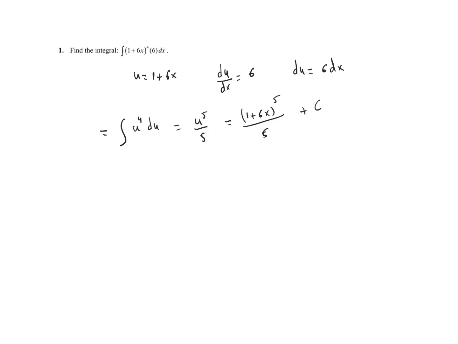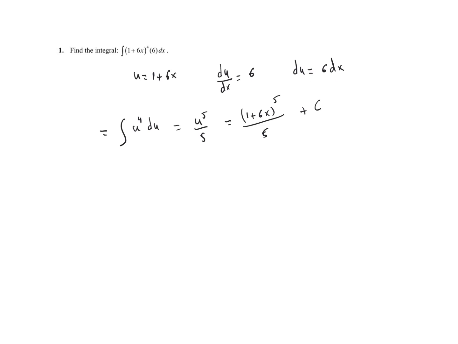The first one is the integral of (1 plus 6x) to the 4th power multiplied by 6 dx. What is the technique here? The technique here is called substitution. If we name 1 plus 6x as u, the derivative of u with respect to x is 6, because the derivative of 1 is 0 and the derivative of 6x is 6. So du is 6 dx.